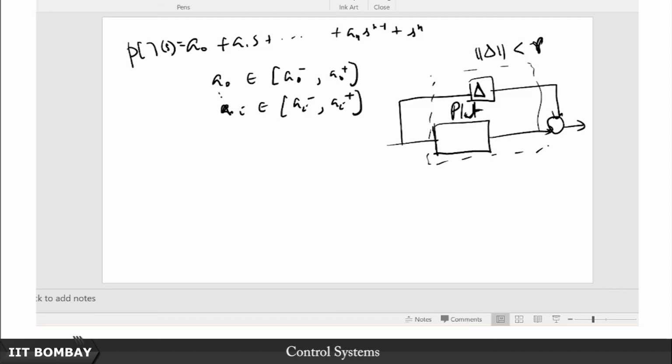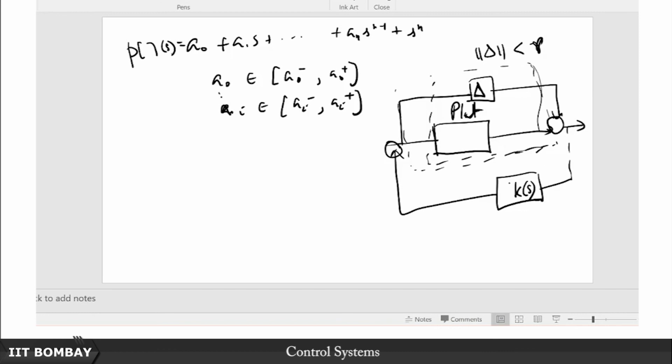And in the face of this, you are required to design a controller. So when I say K, it is basically K of S, which will stabilize this entire uncertain plant, this family of plants. So this is a fundamental problem of robust control.